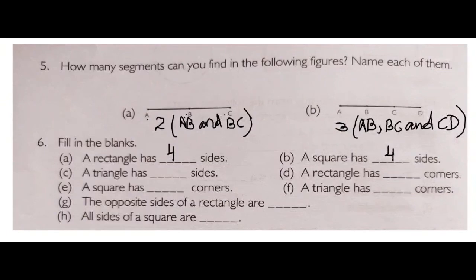A triangle has how many sides? 3 sides. A rectangle has how many corners? A rectangle has 4 corners or 4 vertices. A square has 4 corners or 4 vertices. A triangle has how many corners? 3. Now the opposite sides of a rectangle are equal. All sides of a square are equal. Yes, so you will write in this manner. So numbers 5 and 6 are done.